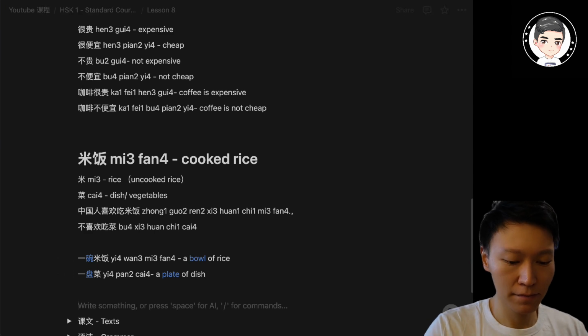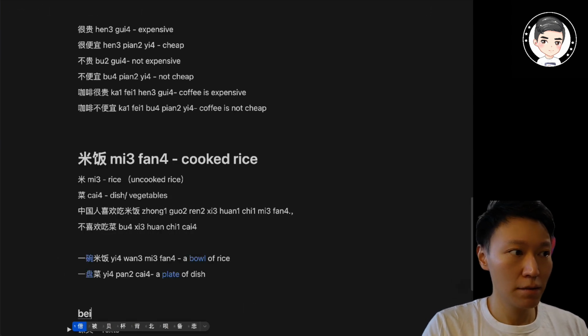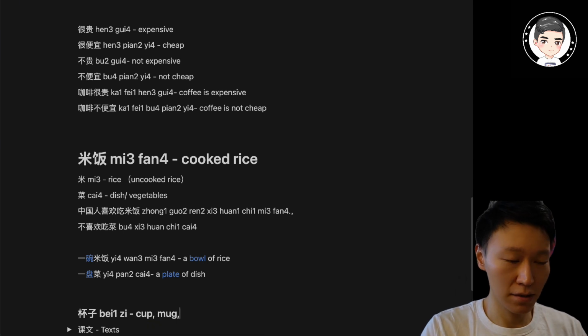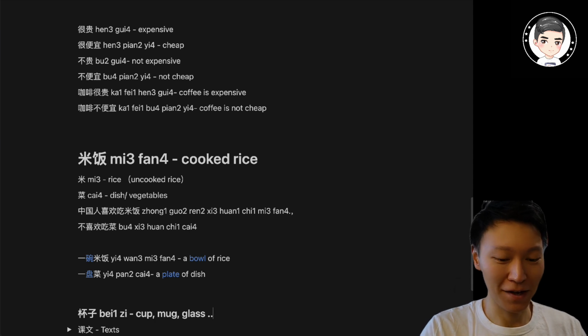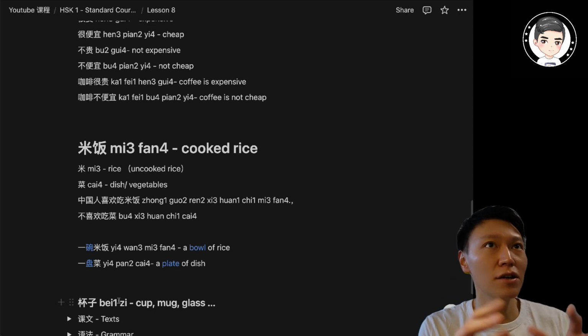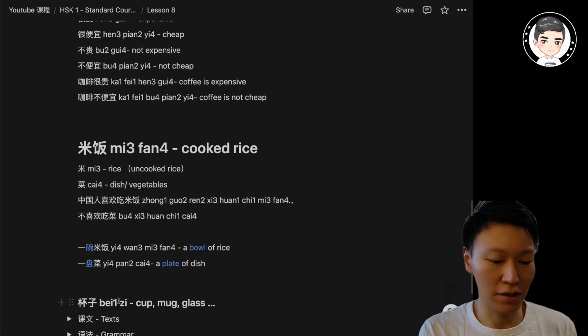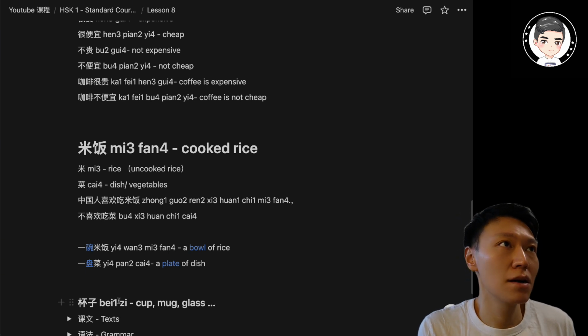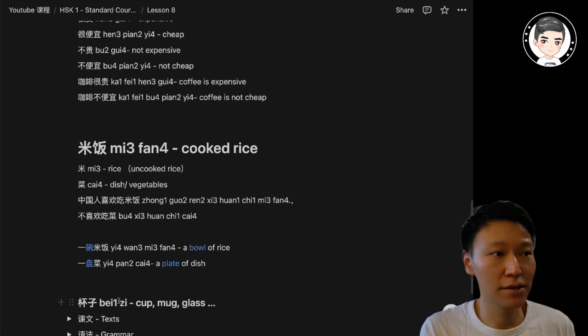杯子. Oh, sorry, not this one. 杯子 means cup, mug, glass, and so on. So 杯子 is the general name of such a container. A cup could be a 杯子. A mug could be a 杯子. A glass could be a 杯子. So this is the name of the container.